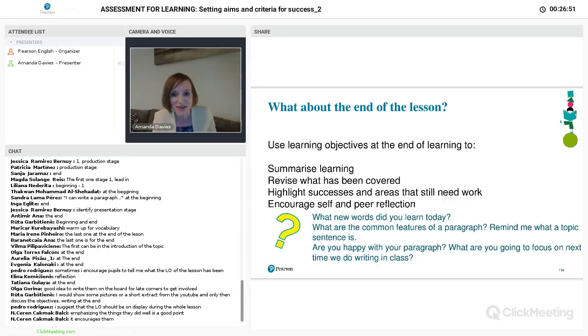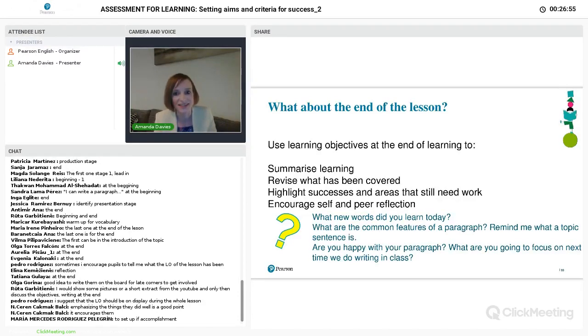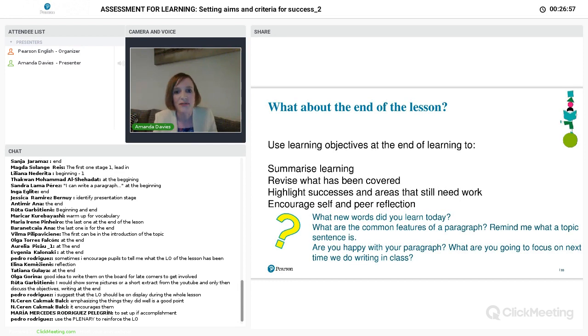Well done, you learned 10 new words today. Okay, remind me, what are the features of a paragraph? What's a topic sentence? Getting them to reflect on their paragraphs. So again, some discussion questions which get them to focus on how much they did in the lesson and get them to revise what has been covered. Learners, it's great for self-reflection and peer reflection, so students can chat together about what went well, what they can do better.